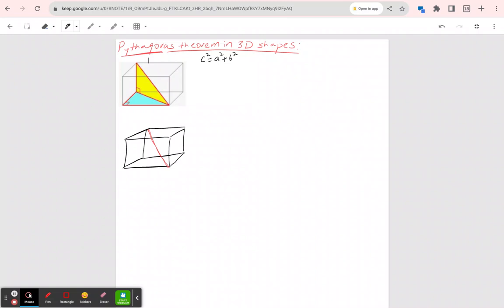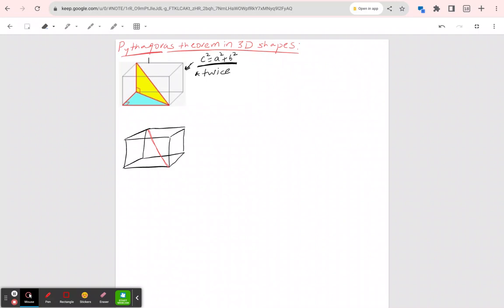The simple thing which you need to know when you use Pythagoras theorem in a three-dimensional shape like this is that it has to be used twice. That's the simple thing. If you remember that, then hopefully you will not struggle with using Pythagoras in three-dimensional shapes. Now, what is the sort of question you can get in the exam?